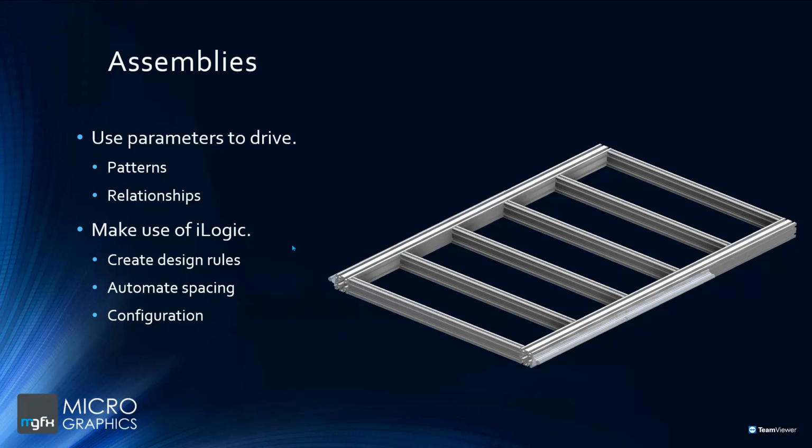Also using iLogic to create configurations. You could choose whether or not you want supported rails or if you want linear rails with your configuration. That would change the type of rail, in this example, the type of rail used for the bearings to run on. So look at the possibility of using iLogic within your designs, but as a simple start, using parameters to drive things like patterns and relationships as well, especially with design accelerators included in that.